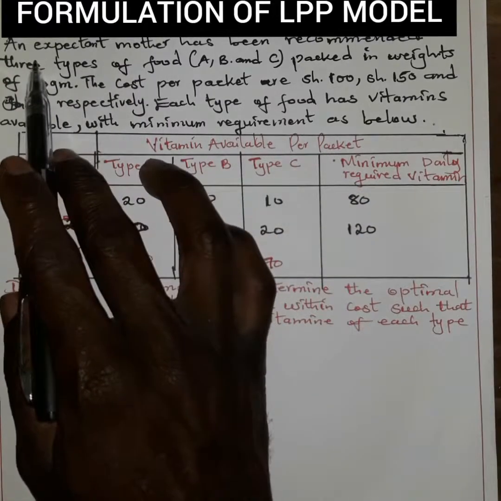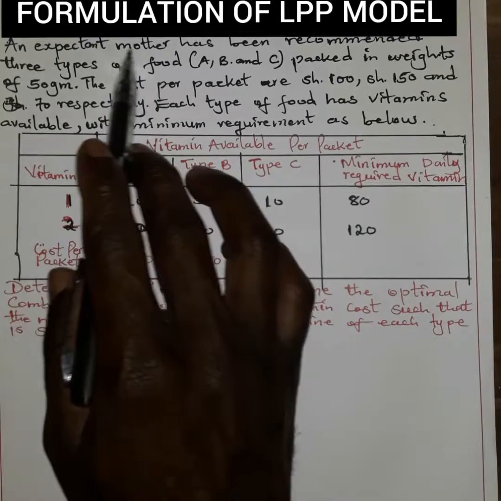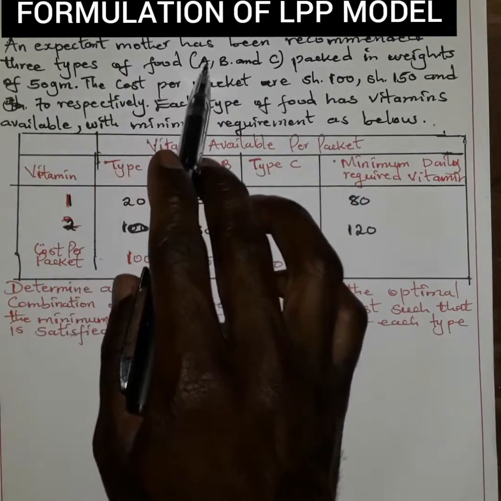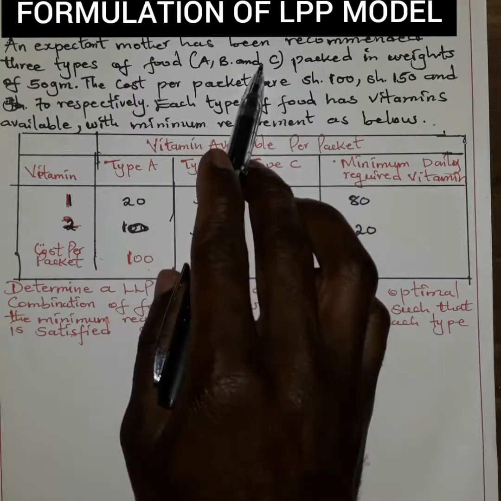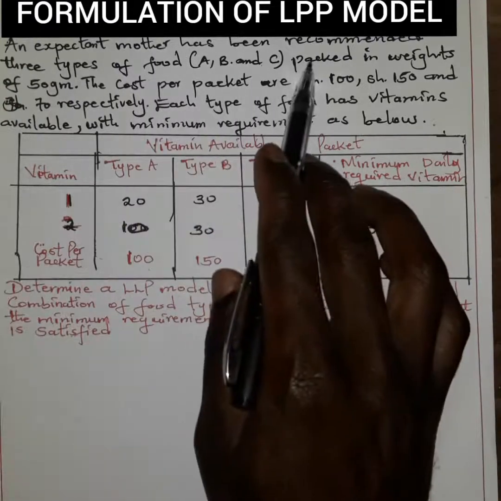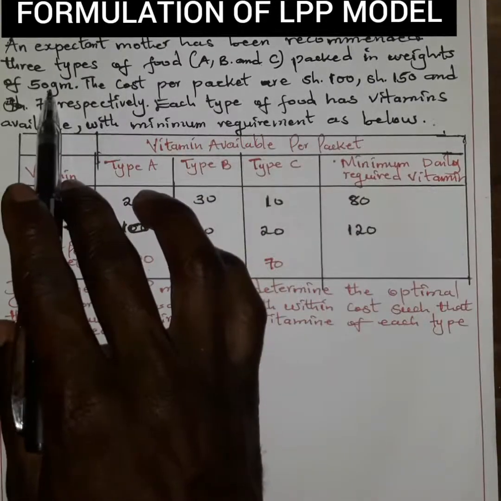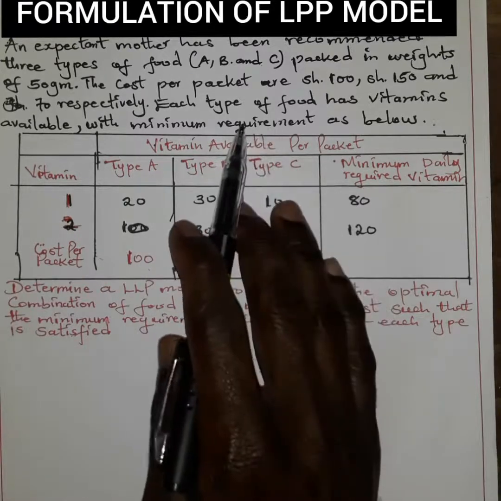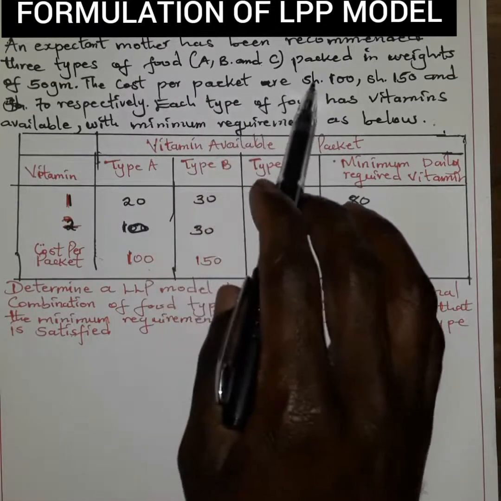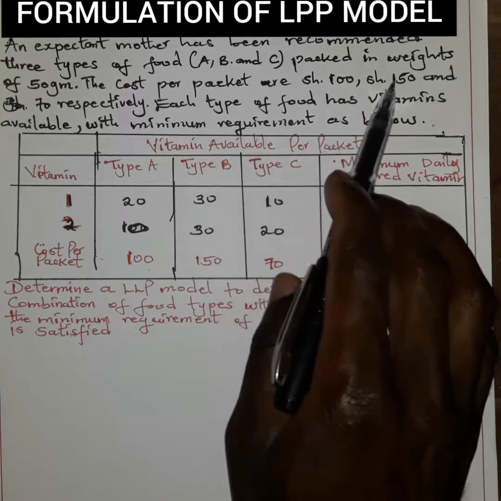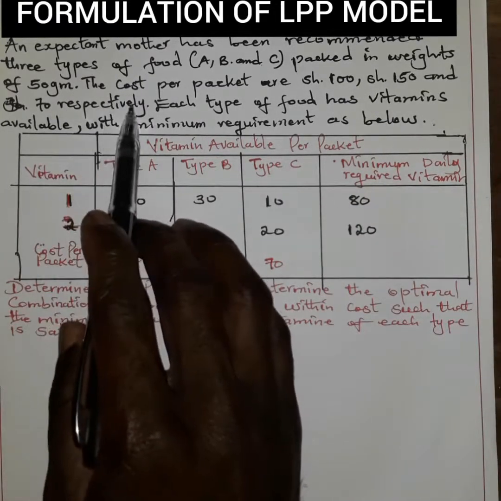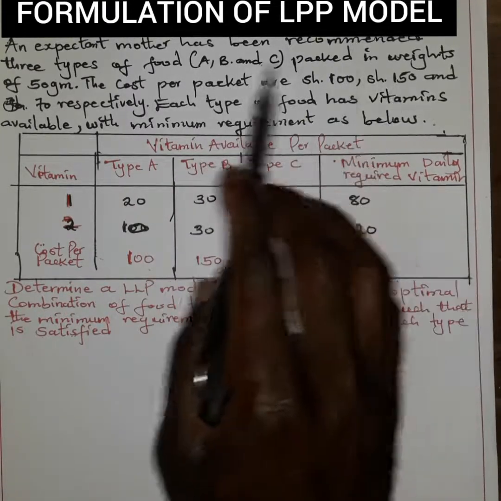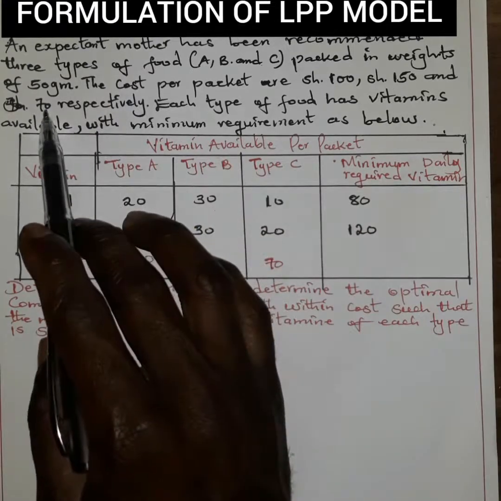So the question states, an expectant mother has been recommended 3 types of food. We have food A, B, and C that she's supposed to take, packed in weights of 50 grams. The cost per packet are 100, 150, and 70 respectively. So it means the cost for food type A is 100, type B is 150, and type C costs 70 shillings.